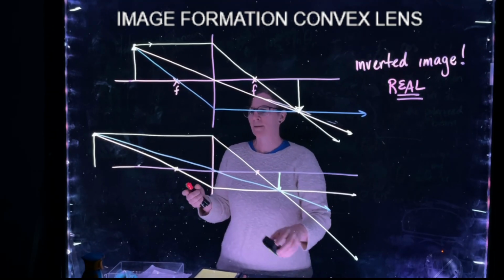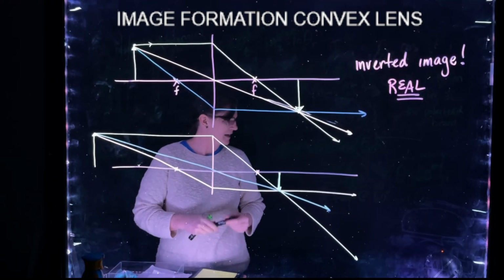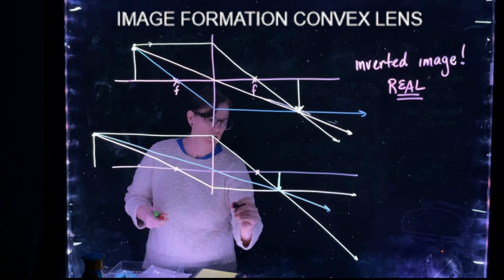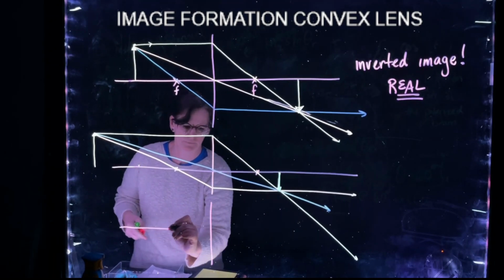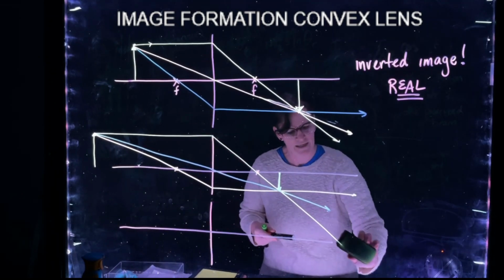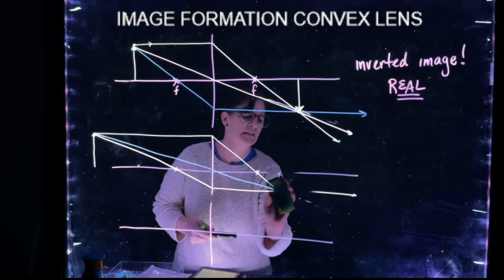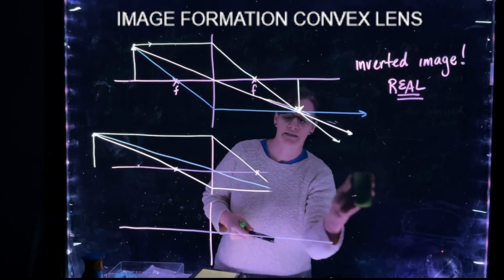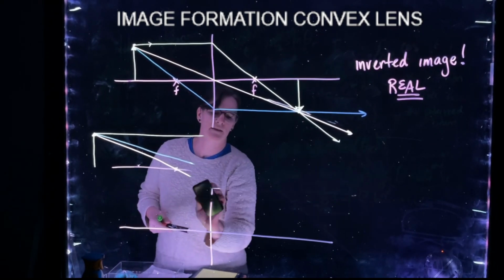So the question is, what happens if I move my object inside the focal point? I think I might have enough space, so I'll just lower this. I'll erase this one just to give me a little bit of space. I guess I should have erased it to begin with.